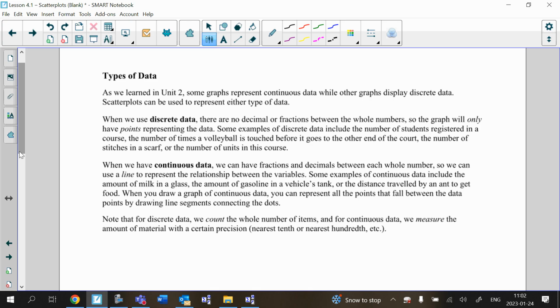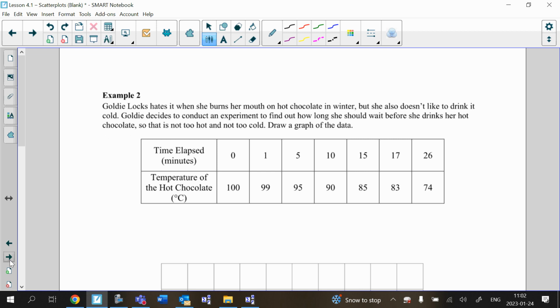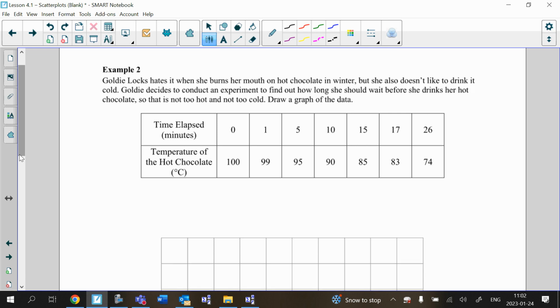So here we have another example with Goldilocks. Yes, very clever. She hates it when she burns her mouth on hot chocolate in winter, but she also doesn't like to drink it too cold. So she decides to conduct an experiment to find out how long she should wait before she drinks her hot chocolate, so it's not too hot or too cold.